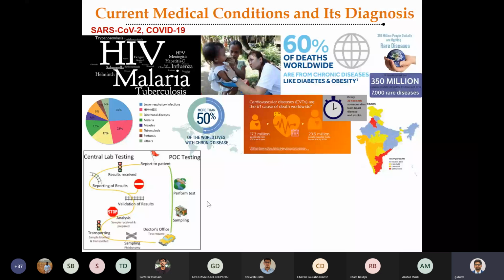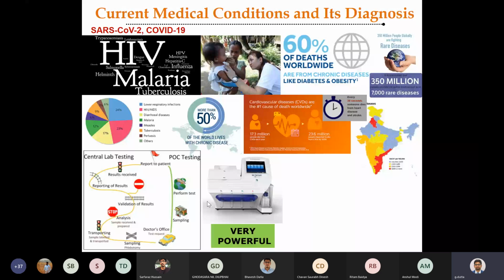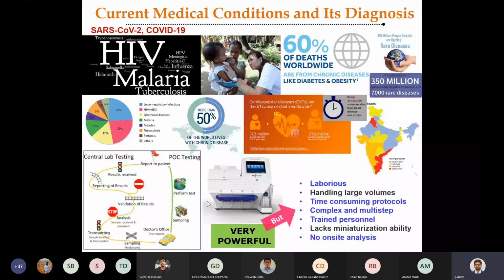Then we need very big, very powerful instruments to scan not only one analyte; so many analytes we want to detect, right? These are very bulky instruments, and we need very trained personnel, so common people cannot handle this kind of big instrument. Handling it is laborious, time consuming, expensive, and complex because we need multi-step processing. This kind of analysis lacks miniaturization.